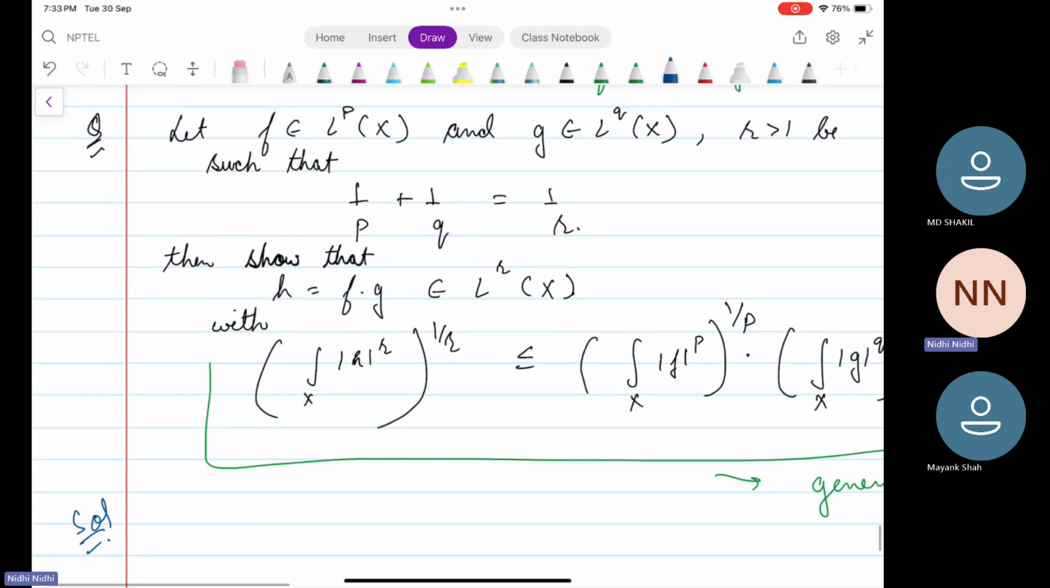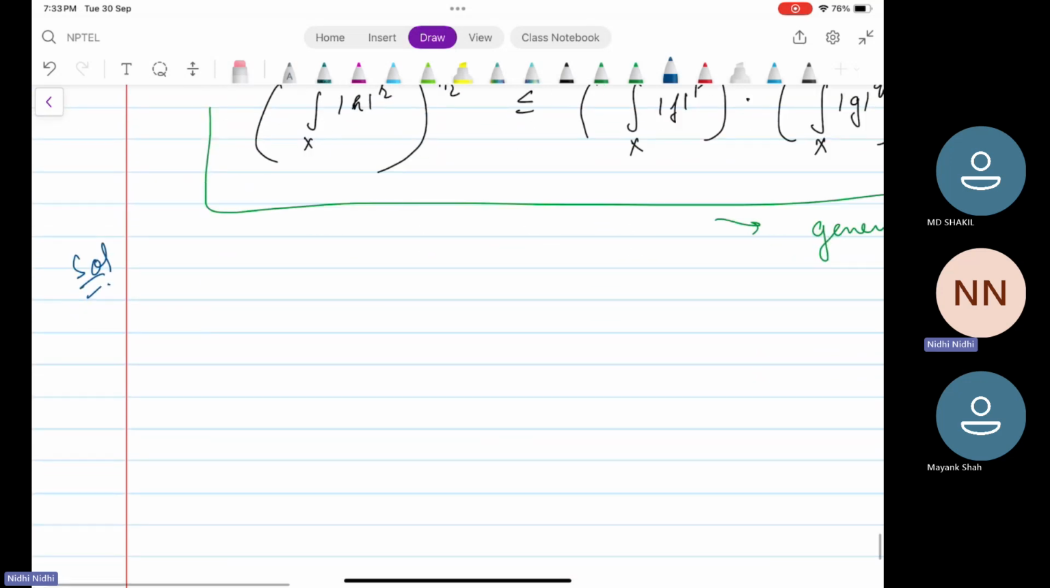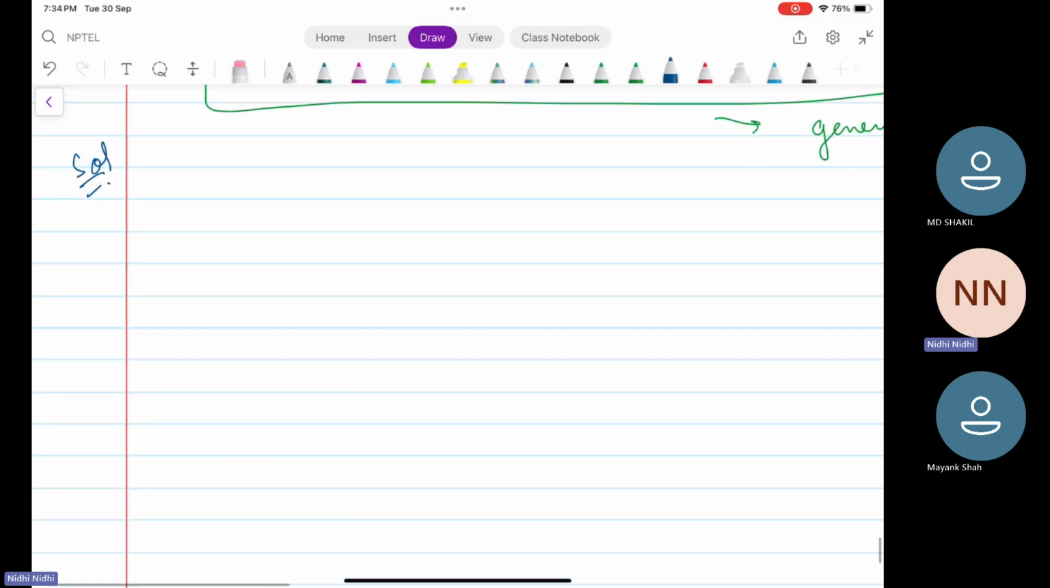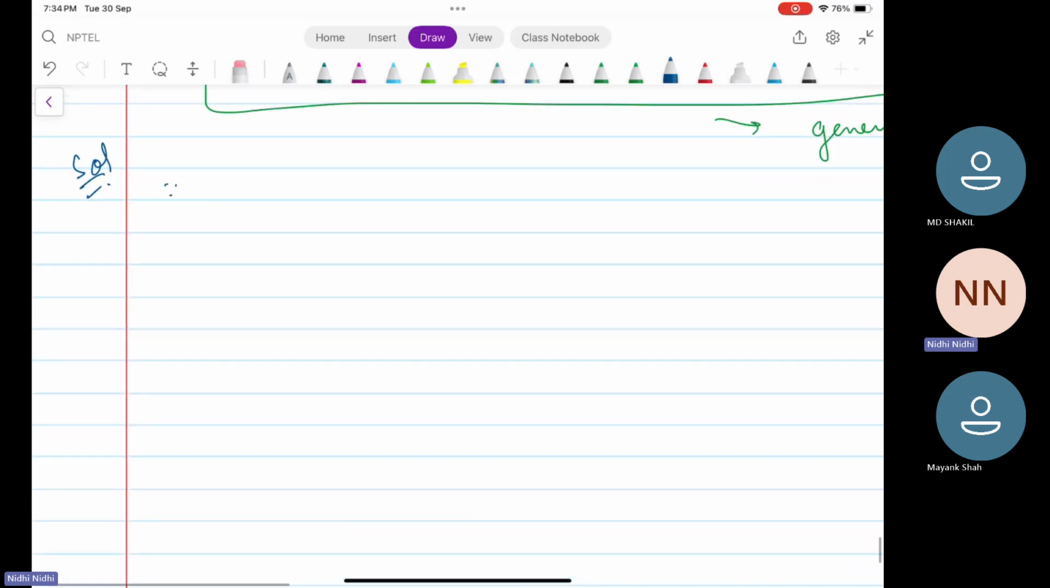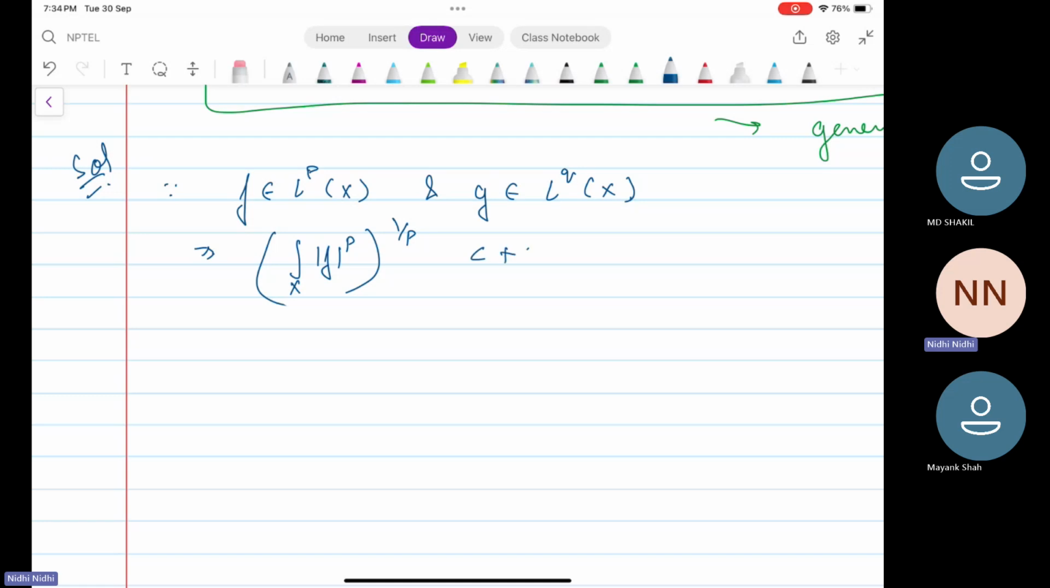So now, since f belongs to L^p and g belongs to L^q, we have: since f belongs to L^p(X) and g belongs to L^q(X), this implies the integral over X of |f|^p, whole to the power 1/p, is some finite quantity because |f|^p is integrable, and |g|^q, whole to the power 1/q, is also a finite quantity.